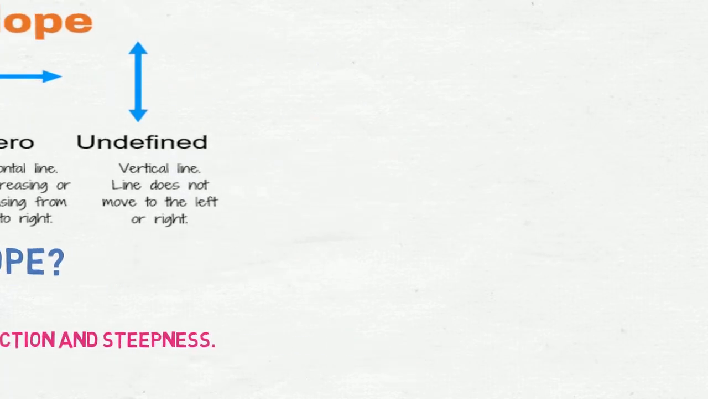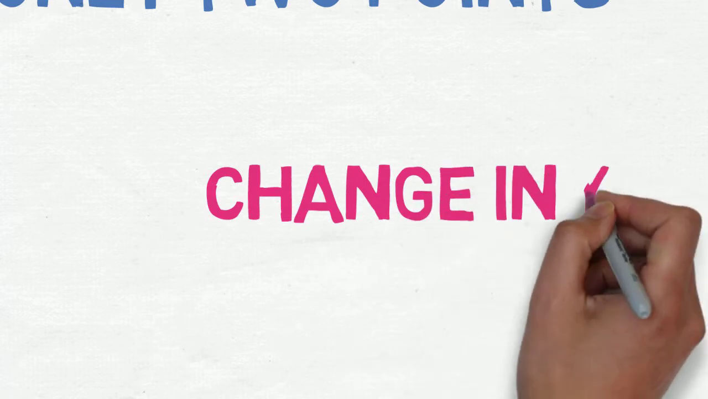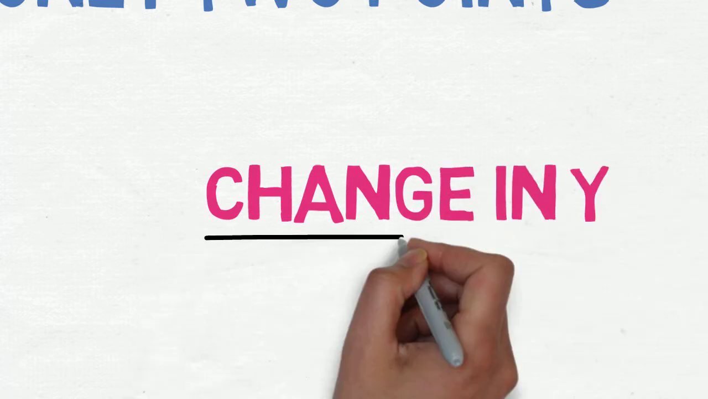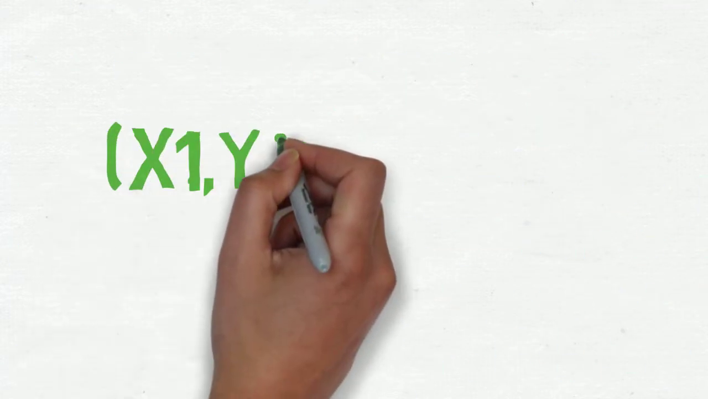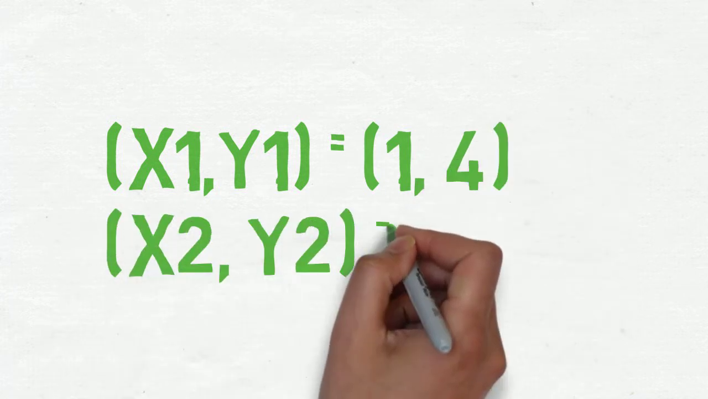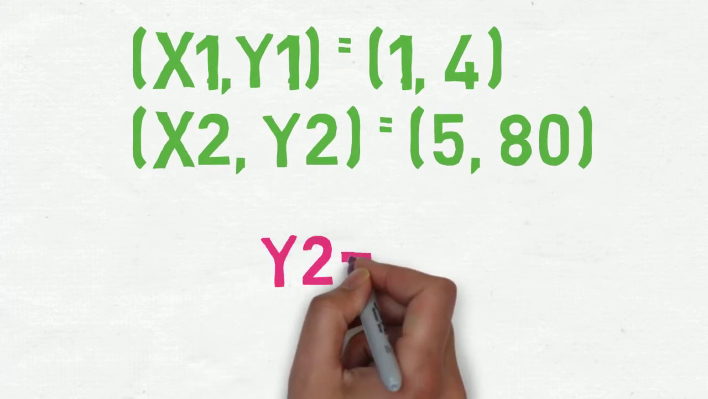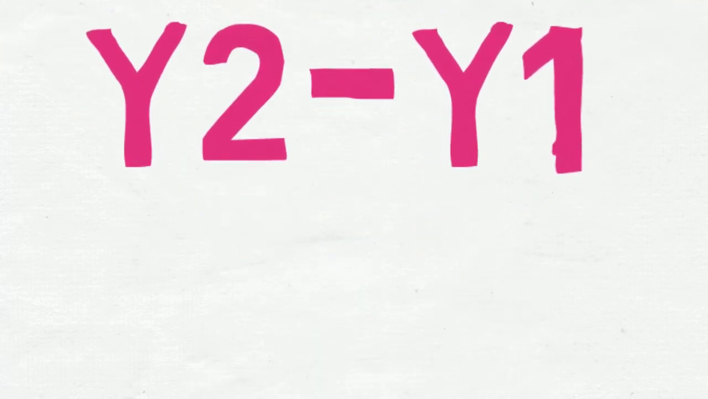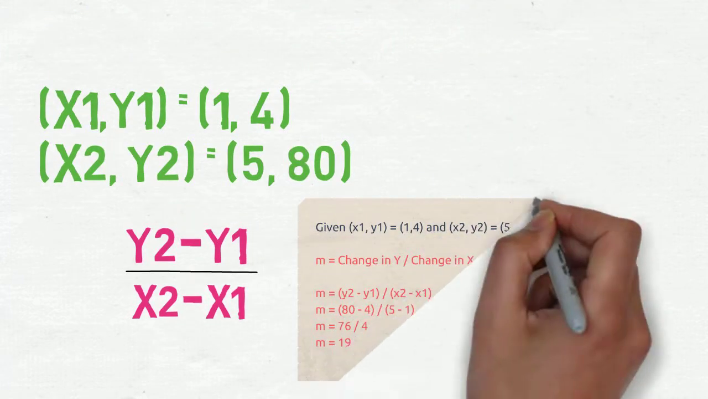Okay, now let's see how to find the slope. If there are only 2 points, we can easily calculate it as the change in y divided by change in x. For example, let's take x1, y1 equals 1, 4 and x2, y2 equals 5, 80. We can easily calculate the slope by y2 minus y1 by x2 minus x1, that is 19.